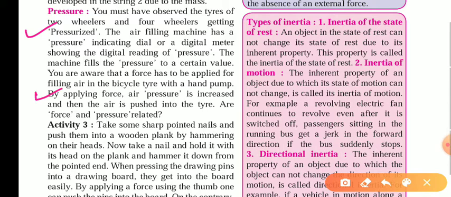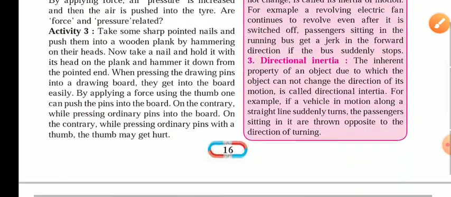By applying force, air pressure is increased and then the air is pushed into the tire. This is the example of the tire or the vehicle they have taken. Simply, if we have a balloon and we are filling air inside, we have to apply pressure on it. Otherwise it will not blow up, or the size of the balloon will not increase. So that's something about the pressure.